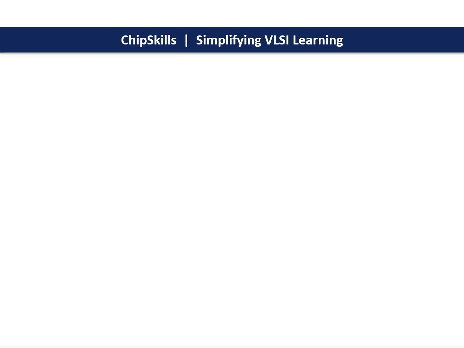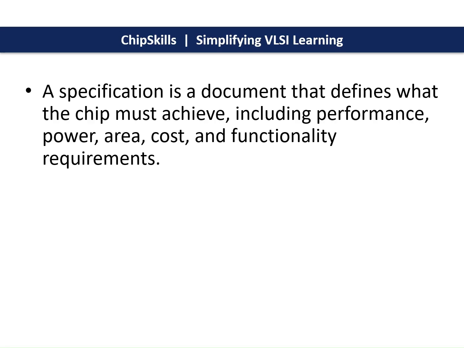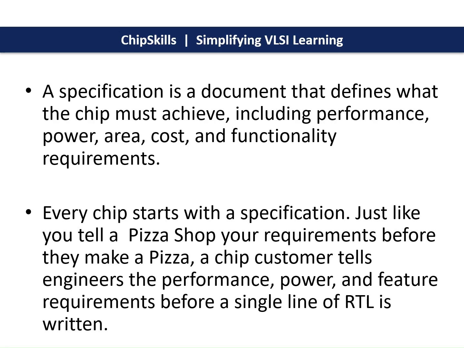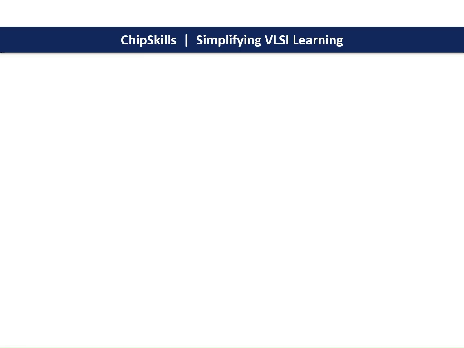Let's see the definition of a specification. A specification is a document that defines what the chip must achieve. The specification document includes performance, power, area, cost, and functionality requirements. Every chip starts with a specification. Just like you tell a pizza shop your requirements before they make a pizza. Similarly, a customer tells the engineers the performance, the power, and the future requirements before a single line of RTL is written.